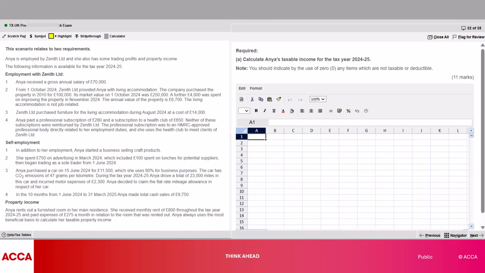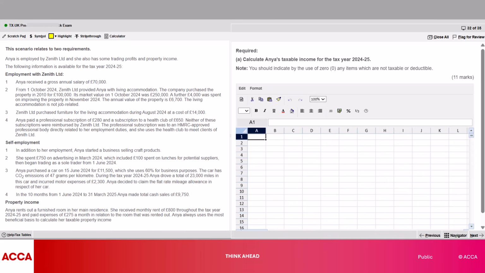This was the 15-mark income tax question, and I want to run through this to show you how you could answer it most effectively, how the marks would be awarded, where some of the easy marks are, so that you can get a pass in the exam. And this one is split into two requirements.